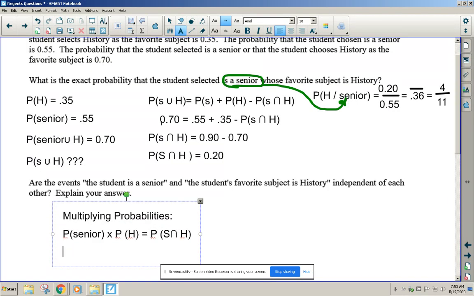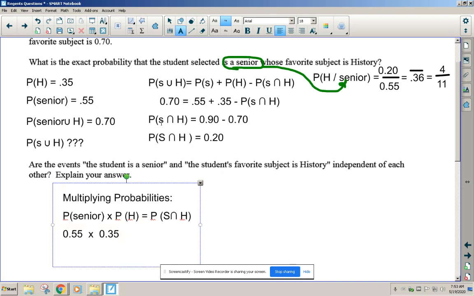Well, the probability of being a senior is 0.55. And the probability of liking history is 0.35. So if I type this into my calculator, I am going to get, for the left-hand side, 0.1925. However, over here, the probability of being a senior and liking history is 0.20. Now, a lot of times people would say, yeah, close enough. The problem is these aren't the same.